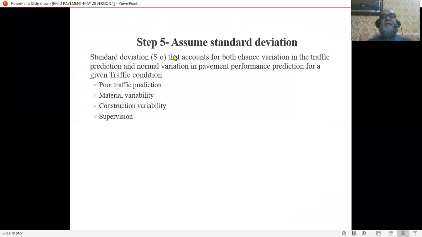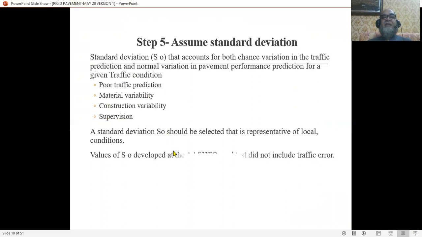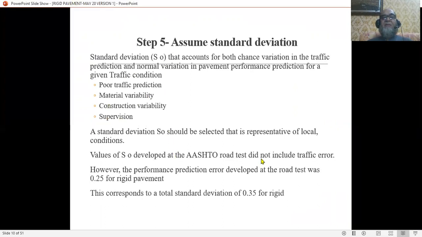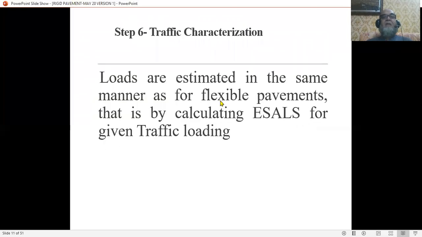Standard deviation has the same concept, and yet again it is for poor traffic prediction and material variability, and for rigid pavement this will be taken as 0.35 for a new pavement design. I hope you remember why we take standard deviations, and we have discussed it thoroughly in the flexible pavement design. Similarly, the loads are characterized in the same manner. The procedure for calculating the ESALs is the same, so that's why I'm not repeating it. This is the same as we already have done previously.